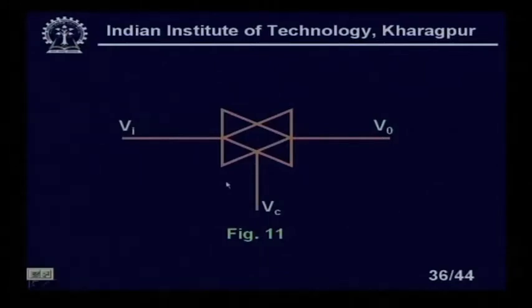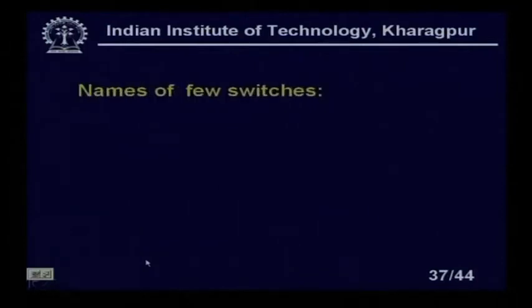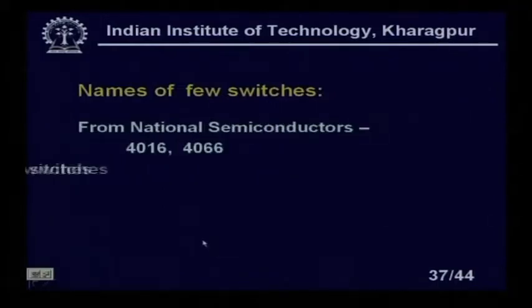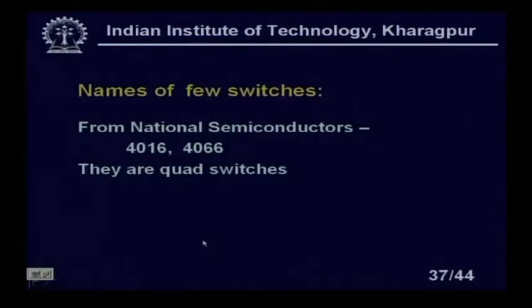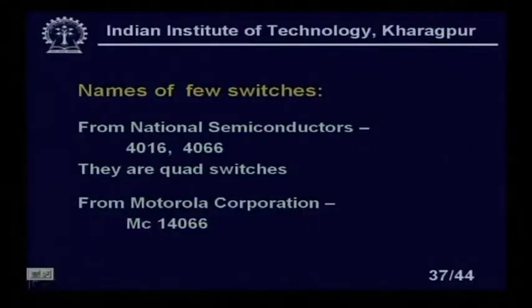Now, using these analog switches, I can build a multiplexer and demultiplexer. Let us look at that. There are some commercial analog switches. These are the National Semiconductor switches 4016, 4066. These are all quad switches, I mean 4 switches in one chip, right. And from Motorola Corporation we have 14066. This is also a quad switch. Both are 14 pin DIP, dual inline package, right.